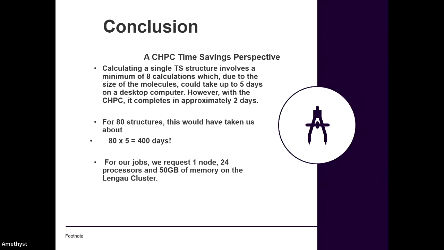So it's almost impossible. And typically for each of the jobs, we request 1 node, 24 processors, and 50 gigabytes of memory on the Bengal cluster. And this has actually enabled us to speed up our work. So for that, we are very grateful once more to the CHPC.